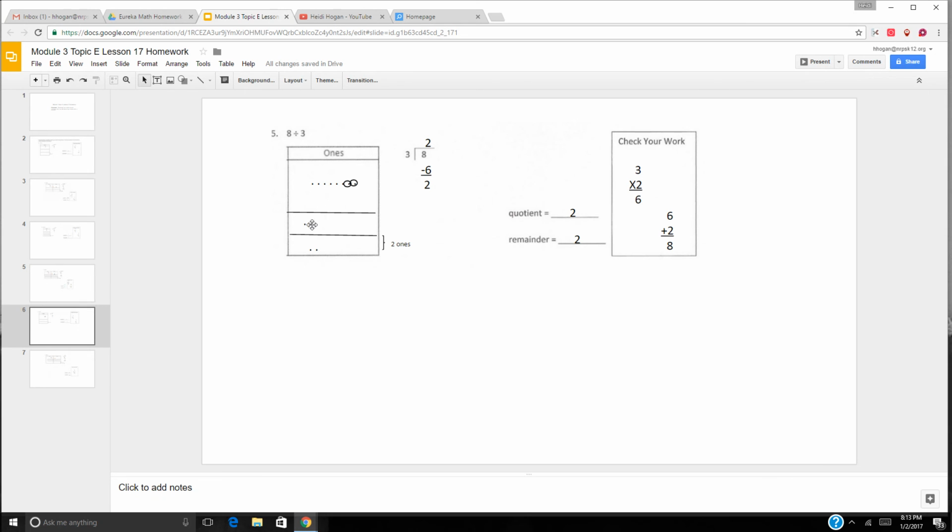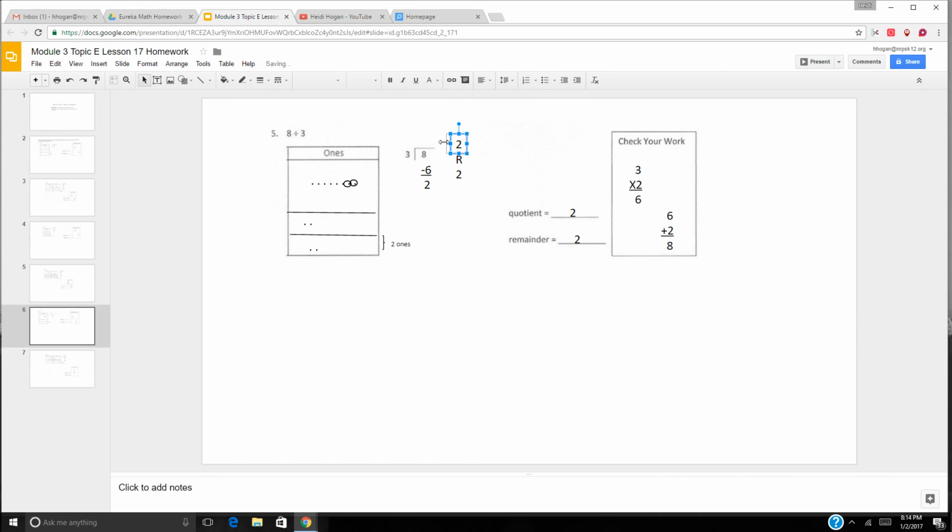1, 2, 3, 4, 5, 6, and then 7, 8. So there are 2 ones in each section. I don't know why there's not another section here. So there are 2 ones, and there are 2 remaining. So our quotient is 2, and our remainder is 2. And if we do long division, how many 3s can we get out of 8? 2 times 3 is 6. And if we take those 6 away, we're left with 2. So remainder 2.